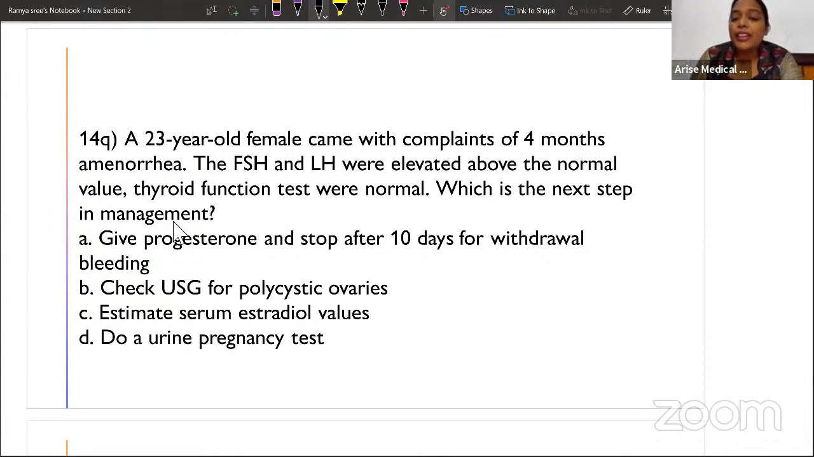You should not start HRT for prevention of cardiac diseases.